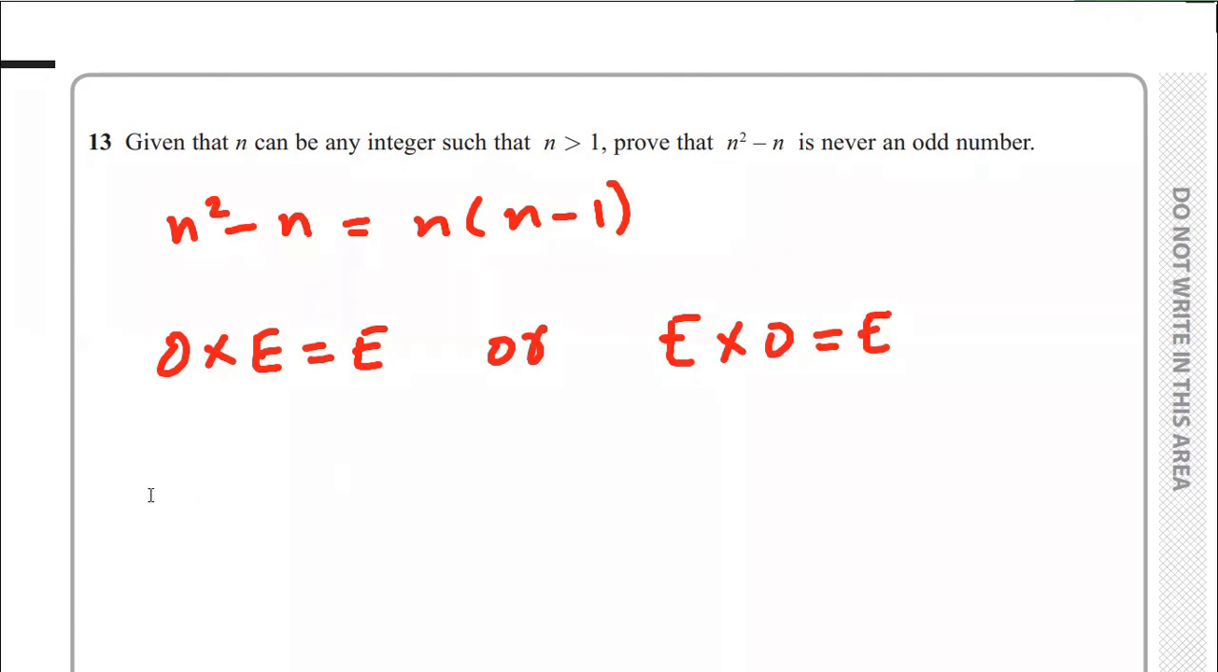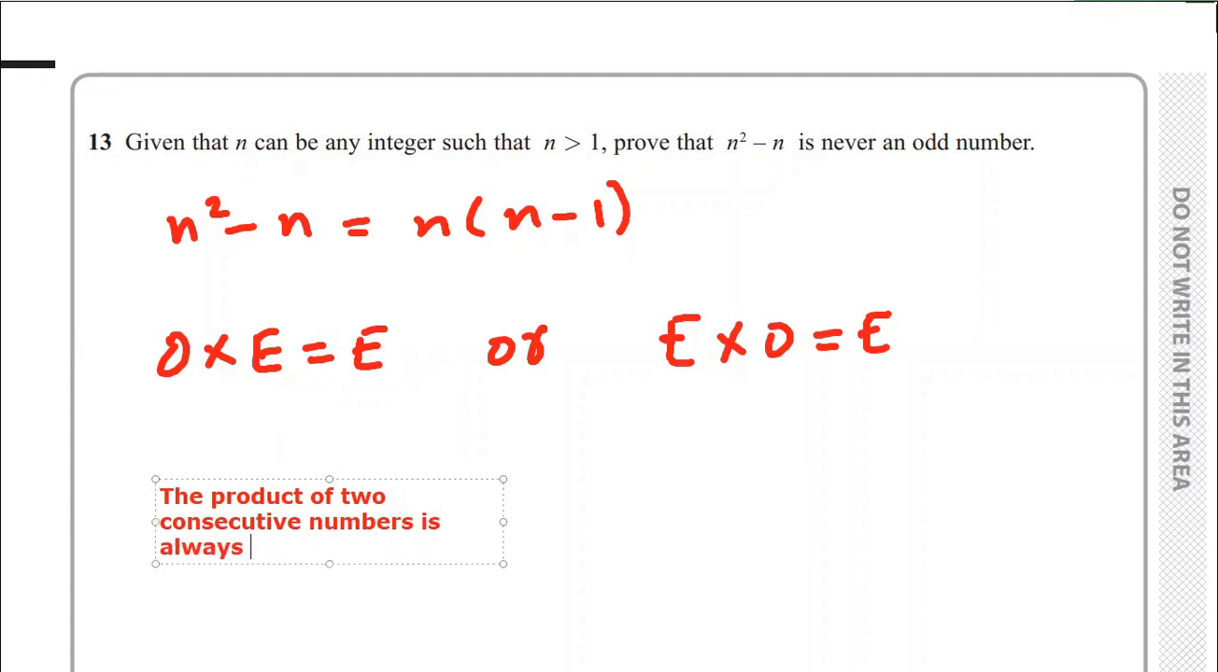If we have to write this down in words, we can say the product, when you multiply 2 numbers together, the result is called the product. The product of 2 consecutive numbers is always even.